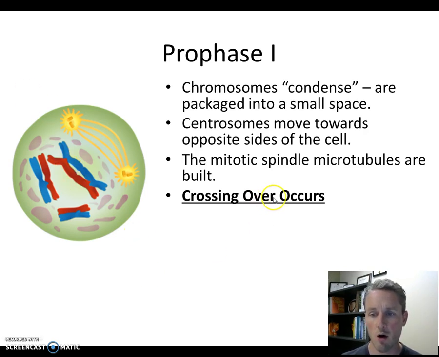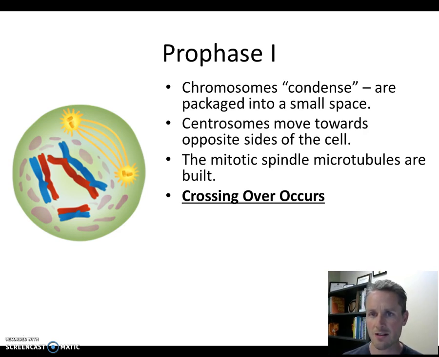But here we get a difference. So crossing over occurs. Crossing over we'll discuss in depth in another video. But crossing over is when these two, what we call homologous chromosomes, combine together, they touch one another, and they actually swap a little information with one another. So that's a complex process. We'll talk about it another time. But that step happens during Prophase I of meiosis. That does not happen during mitosis.